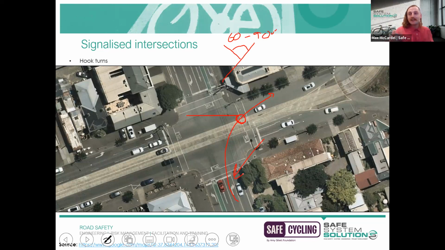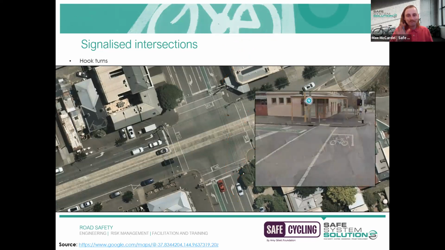So there's a potential that cyclists' tires will get stuck in that tram track, and then you obviously have an issue there with cyclists falling off their bike. There's a motorist that's following them, and there's potential further collisions there. But that's what that particular hook turn looks like there on the ground. Just a nice little bit of pavement marking, bit of paint.